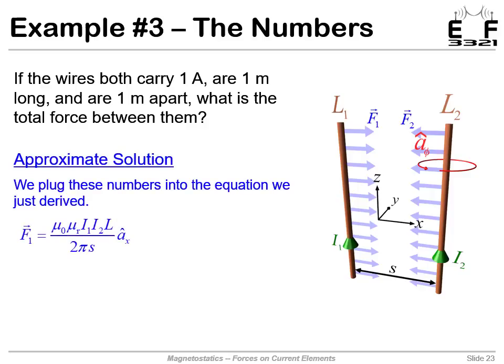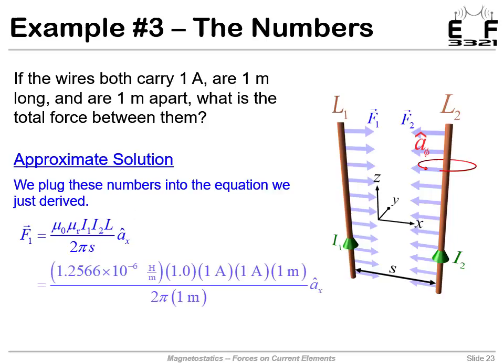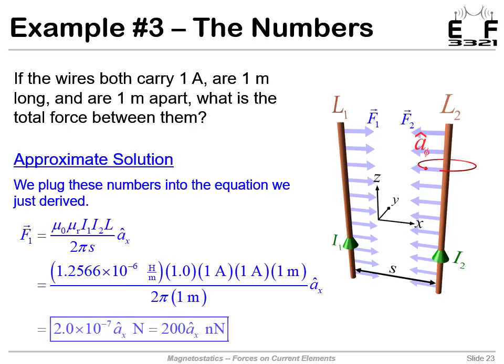So this is the equation we just derived, although we moved L back over to the right-hand side since we know the length. We can plug in our numbers, and we get 200 nanonewtons for the force between them. That's our approximate solution. We can also do an exact solution and compare the two. Let's see how close they are.